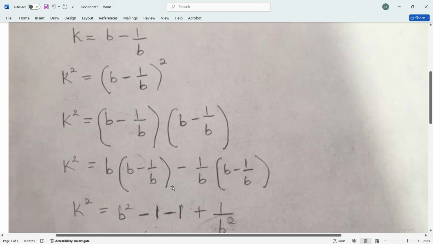Also, we move on. We have the fraction negative 1 over B multiplying B. So the B's will also cancel themselves out, leaving negative 1. So that's how come we have another negative 1 here. So now the equation has become K square equals B square minus 1. Okay, so let's move on.